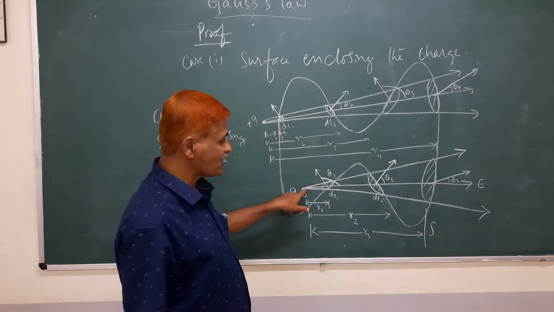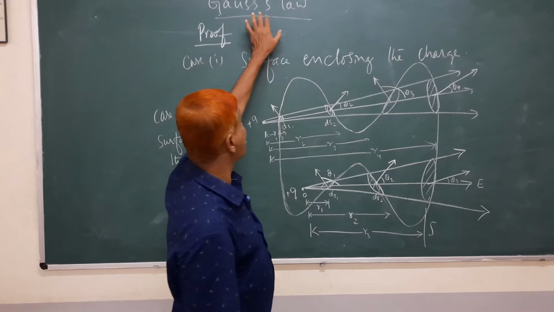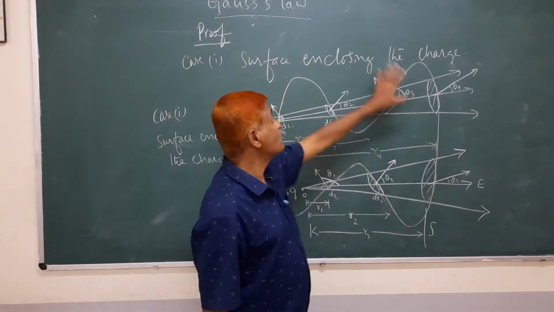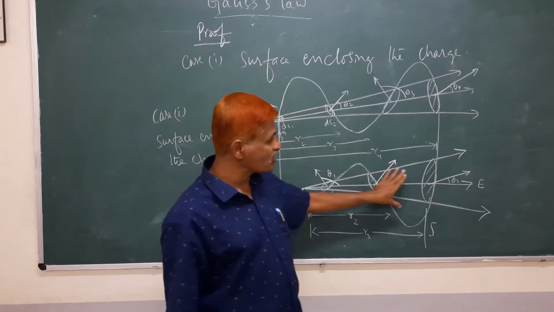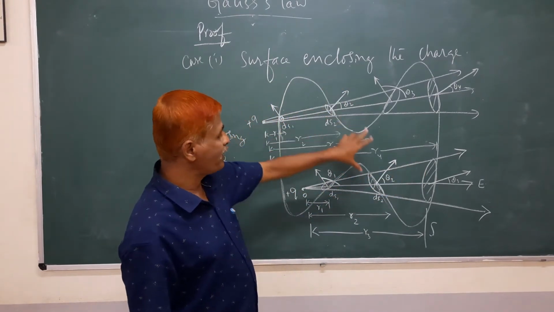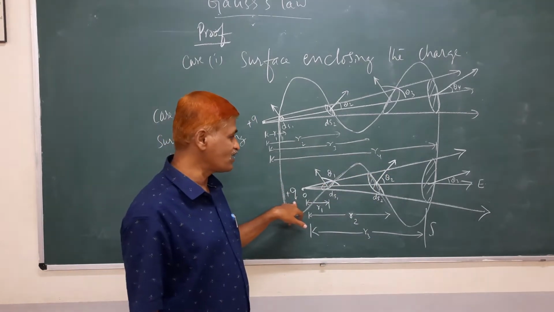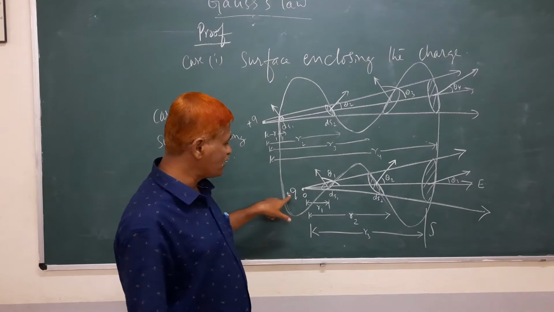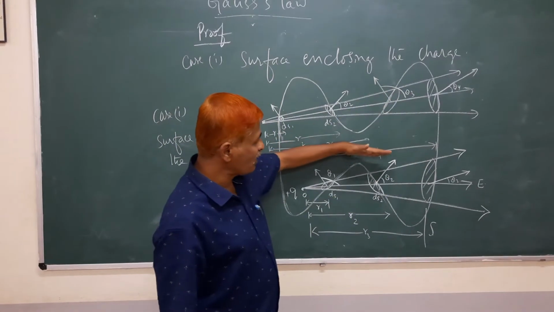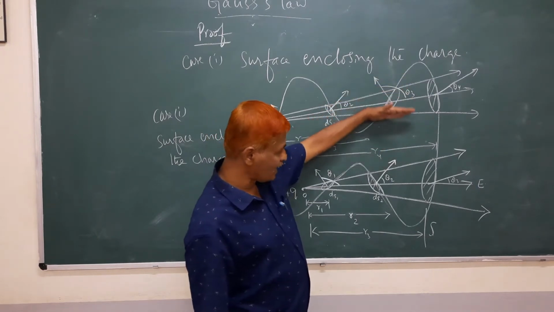Now I am discussing what is the electric flux coming from the Gauss law. I am showing that the flux from this closed surface enclosing the charge is equal to 1 by epsilon naught times the charge enclosed by the surface. Say a point charge Q is inside the surface. Don't confuse with the top portion. This I am using for the second case.